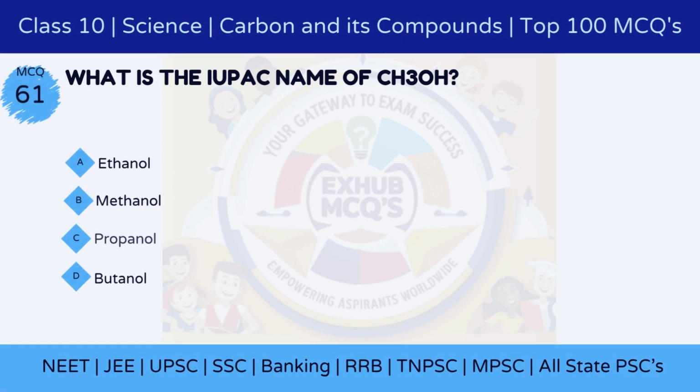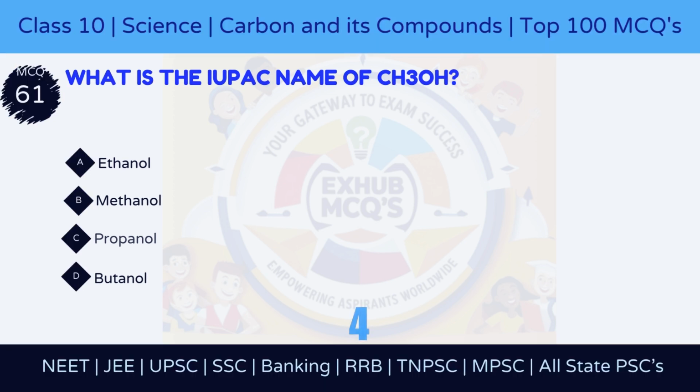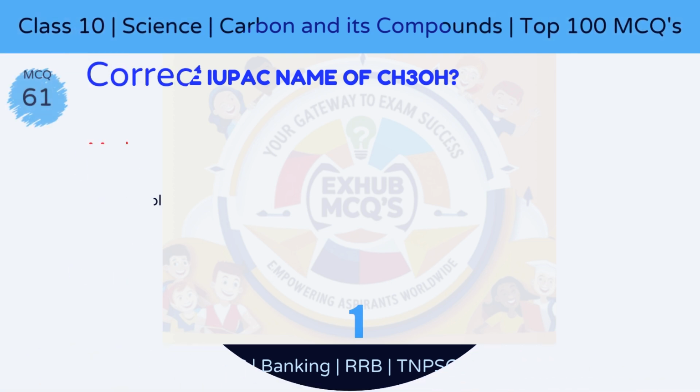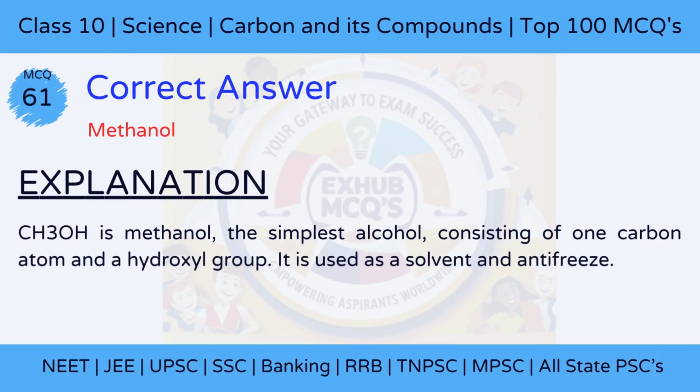MCQ 61. What is the IUPAC name of CH3OH? Option A, ethanol. Option B, methanol. Option C, propanol. Option D, butanol. The correct answer is option B, methanol. Explanation. CH3OH is methanol, the simplest alcohol. It consists of one carbon atom and a hydroxyl group, -OH. Methanol is widely used as a solvent, antifreeze, and fuel.